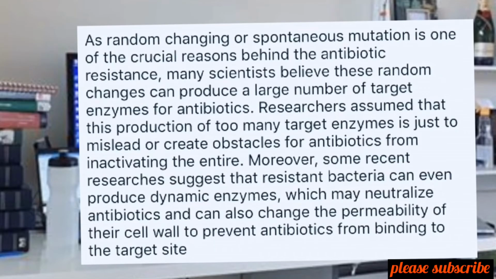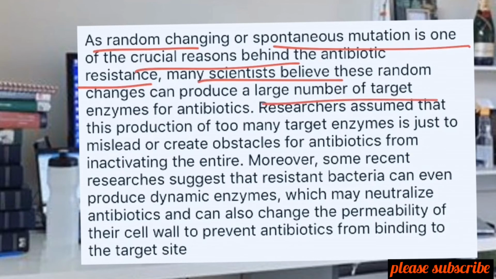Most of such genetic restrictions are present after mutational changes. Yes, random changes and spontaneous mutation are the crucial reason behind antibiotic resistance systems. Many scientists believe these random changes produce a large number of target enzymes for antibiotics. Researchers are assuming that producing many target sites on enzymes could let any type of antibiotic work against such bacterial infections.